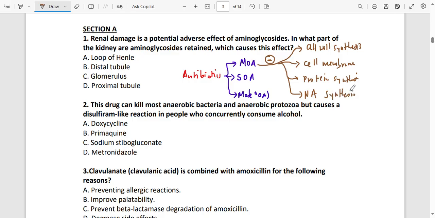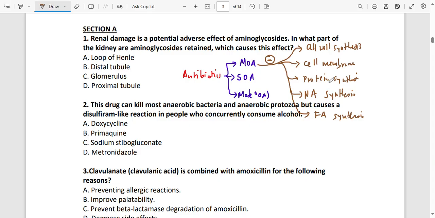And then the last one, you have the folic acid synthesis inhibitors. Okay. So that is a basic classification. Now, for the cell wall synthesis inhibitors, we have many: the penicillins, the cephalosporins, the carbapenems, monobactams, these guys.